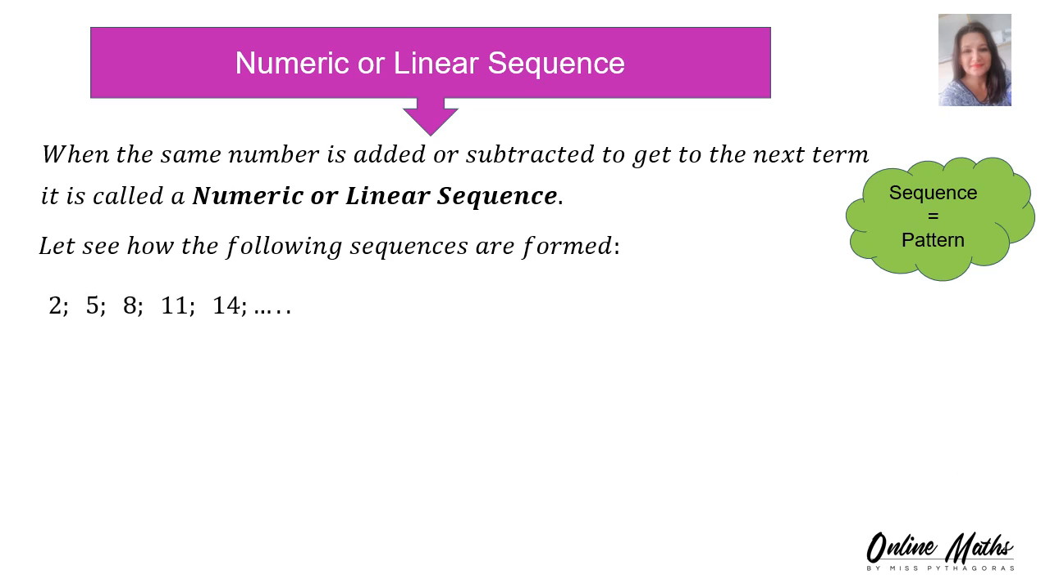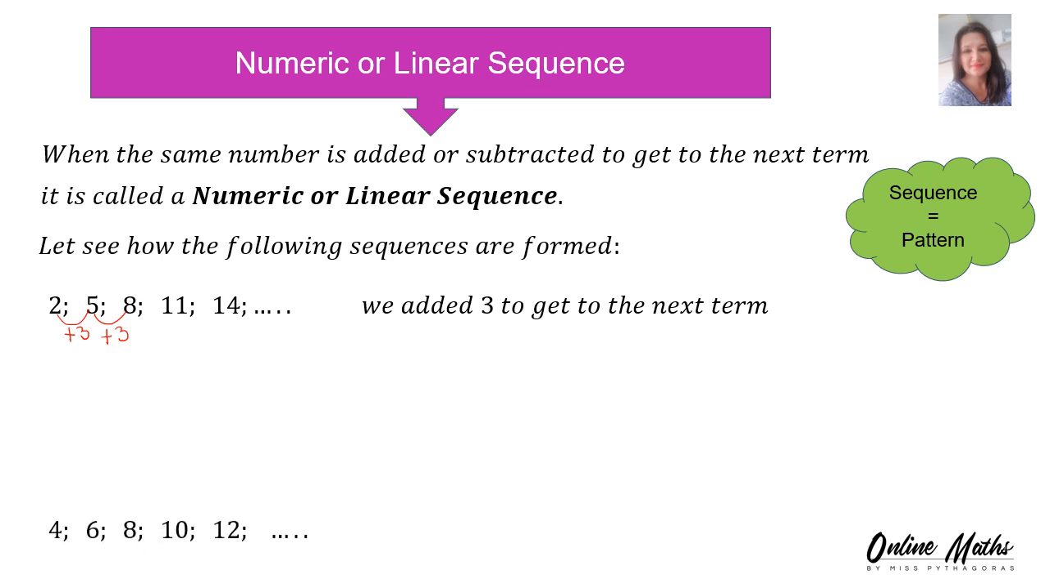I give you a sequence: 2, 5, 8, 11, 14. Can you see that to get from the number 2 to the number 5, 3 was added? To get from 5 to 8, the number 3 was added again. So in words, we added 3 to get to the next term.